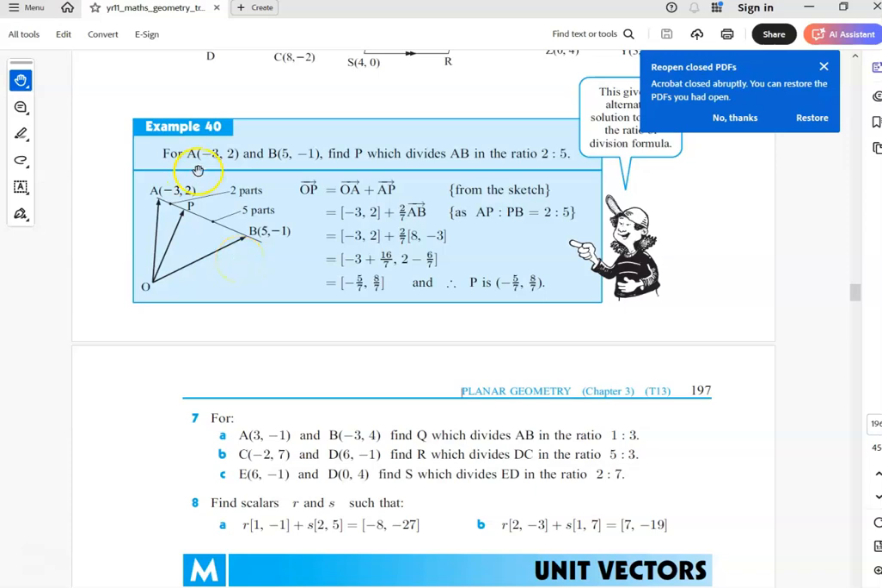So get the scene. We've got 2 points, A and B. The point P is somewhere in the middle of A and B, in the ratio 2:5. So you can put the 2 here, you've got the 5. So how many parts altogether? 7. So do you agree? What we want to do is we want to get the vector OP.